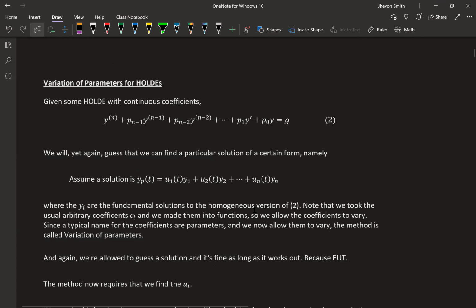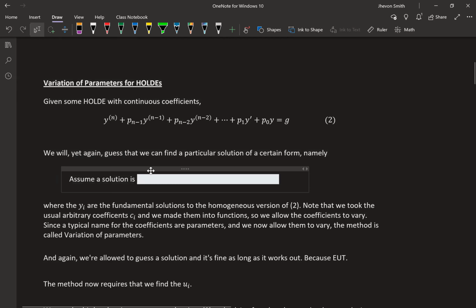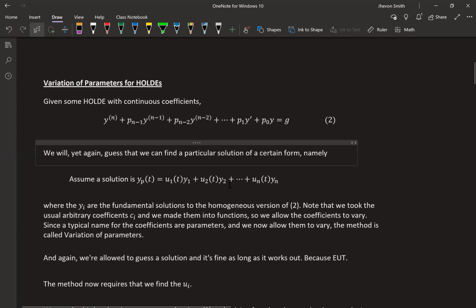So in variation of parameters, we're pretty much going to assume our YP has the form mentioned right here. We're going to assume our YP looks like U1y1 plus U2y2 plus U3y3 plus ... all the way up to UNYN. And the U's in this case are now functions, they're not constants. So you pretty much take the homogeneous solution and turn all the constant coefficients into function coefficients. And then we are going to try to find a solution that looks like that form.